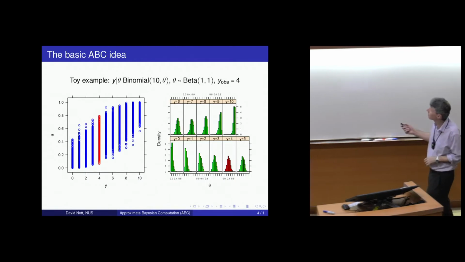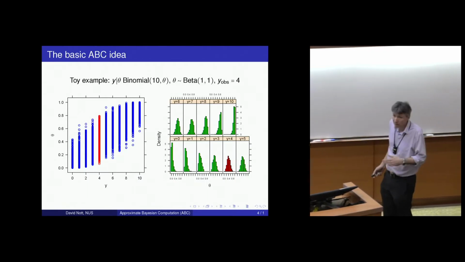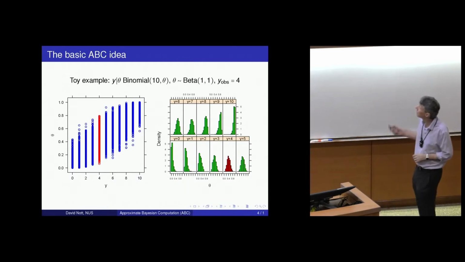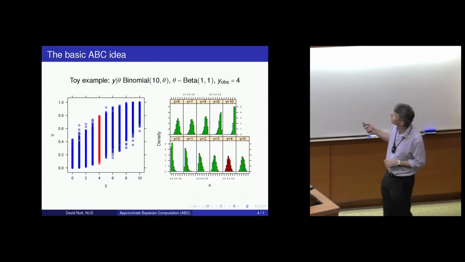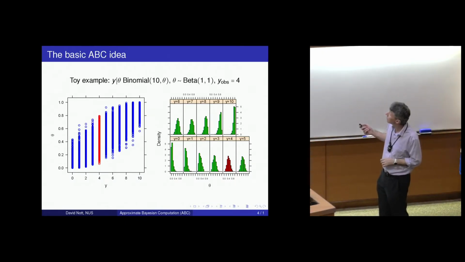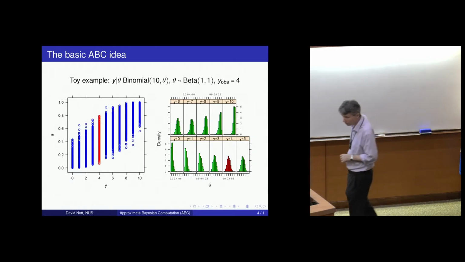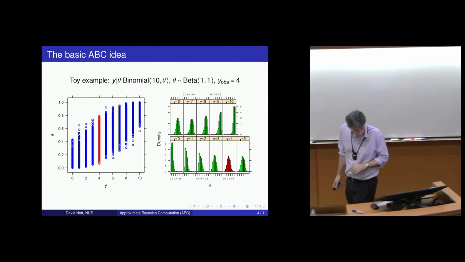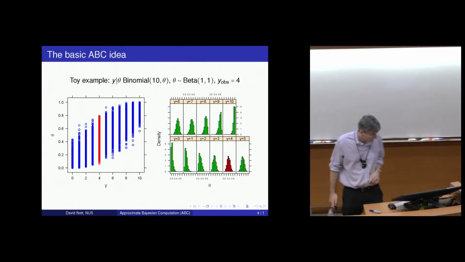If I look at the corresponding theta values, they are exact draws from the posterior in this case. Okay. So here on the right, I've stratified the samples according to the value of y. For y equals 4, this is a histogram of the corresponding theta samples. That's a histogram of some exact draws from the posterior.